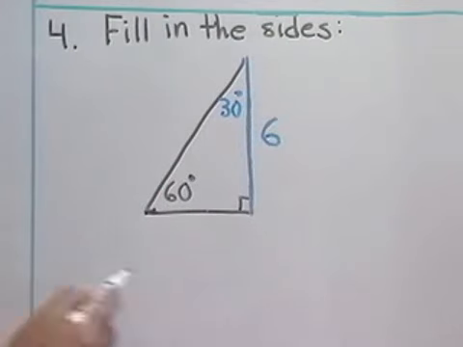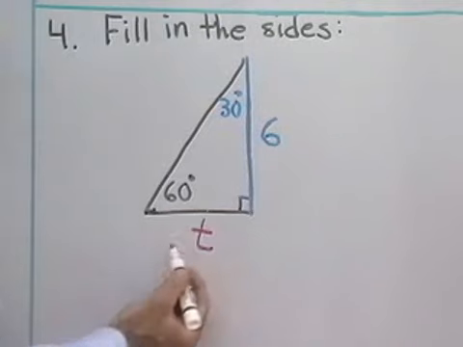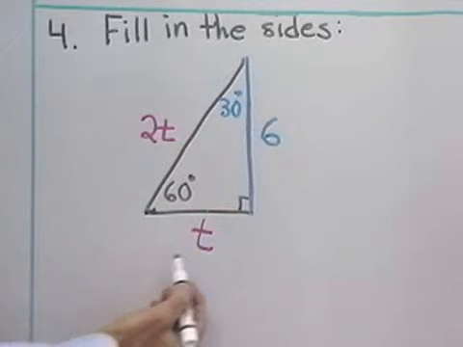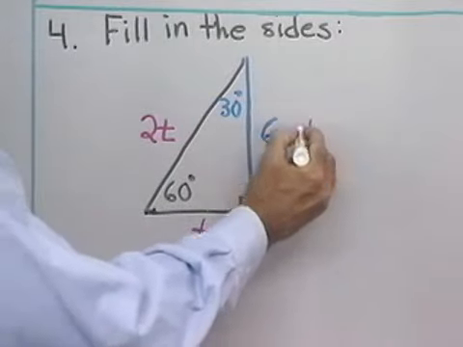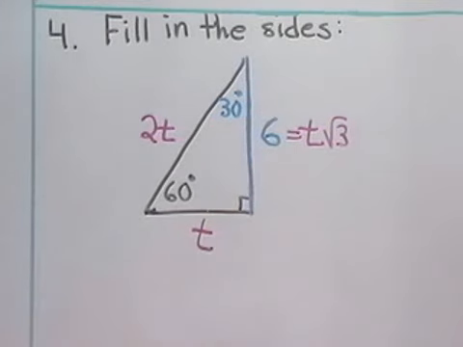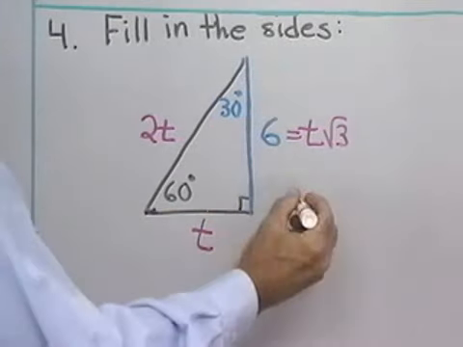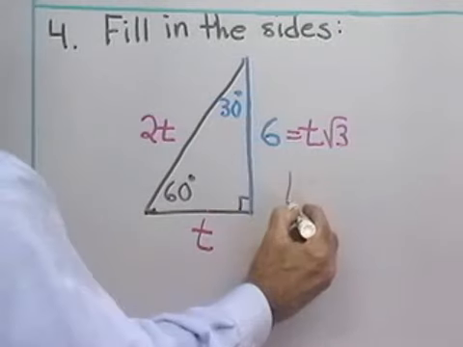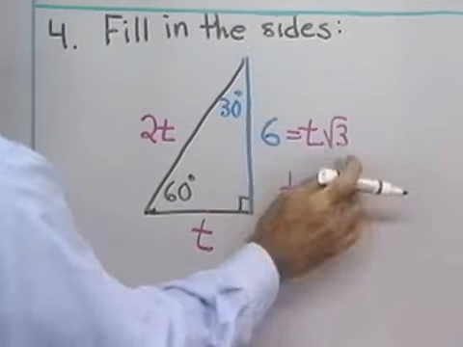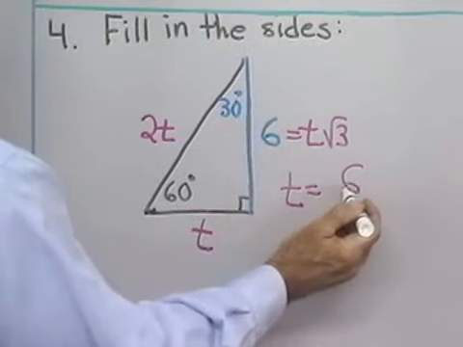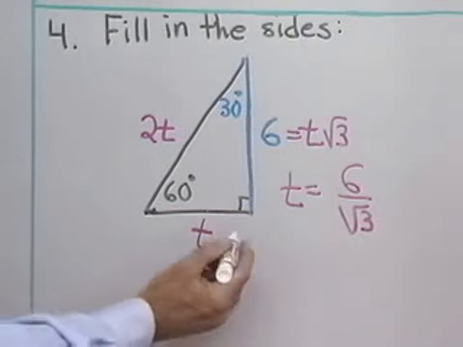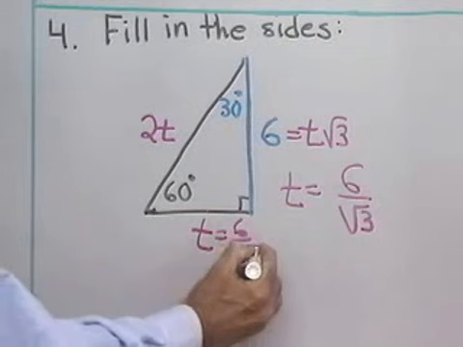I know for all these triangles that if the shortest side is t, then the longest side is going to be 2t, and the third side is going to be t square root 3. So that means that t square root 3 must be equal to 6. I'll divide both sides by square root 3, and I'll end up with t equals... whoops, take that back. t is equal to 6 divided by square root 3. So that's what t is equal to. That would be the shortest side, 6 over square root 3.